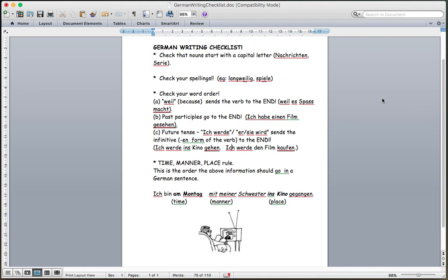For example, Nachrichten oder Serie. You need to check your spelling to make sure it's okay. Important is that you check your word order.